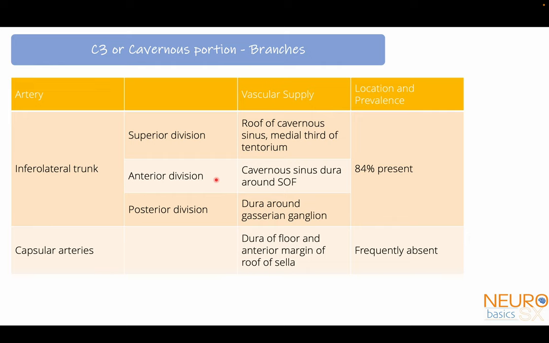Another vessel which is more or less always present is the inferior lateral trunk. The inferior lateral trunk gives rise to three divisions: superior, anterior, and posterior. The superior division supplies the roof of the cavernous sinus and the medial third of the tentorium. The anterior division goes anteriorly and supplies the dura around the superior orbital fissure. And the posterior division supplies the fifth nerve ganglion and the dura around the gasserian ganglion. You can also get small vessels known as the capsular arteries arising from the cavernous ICA, supplying the dura of the sella. But these can also be frequently absent.